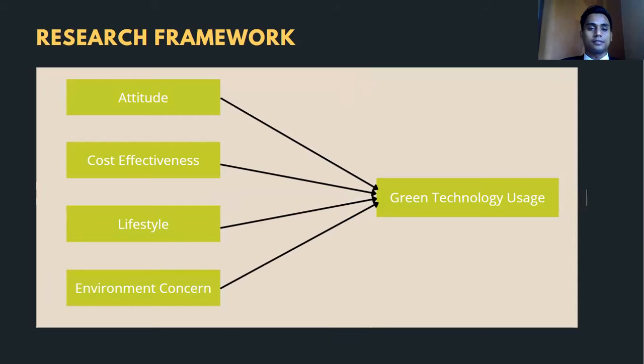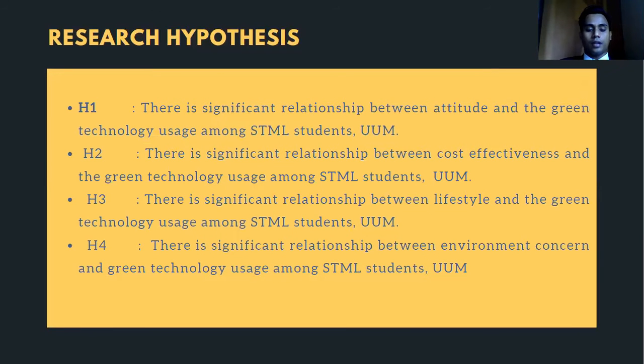This is my research framework. I have green technology usage as a dependent variable, and I have four independent variables: attitude, cost effectiveness, lifestyle, and environment concern. Next slide. I also have four hypotheses in this research. First hypothesis: there is a significant relationship between attitude and green technology usage among STML students in Universiti Utara Malaysia. Second, there is a significant relationship between cost effectiveness and green technology usage among STML students in Universiti Utara Malaysia. Third, there is a significant relationship between lifestyle and green technology usage among STML students in Universiti Utara Malaysia. And the last, there is a significant relationship between environment concern and green technology usage among STML students.